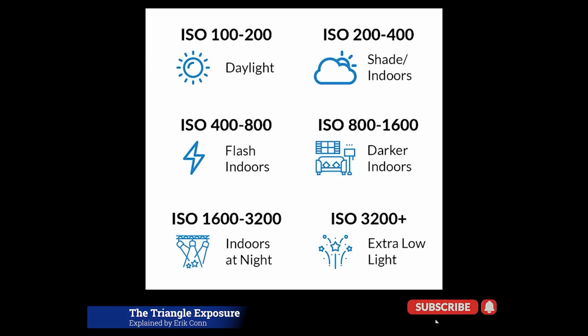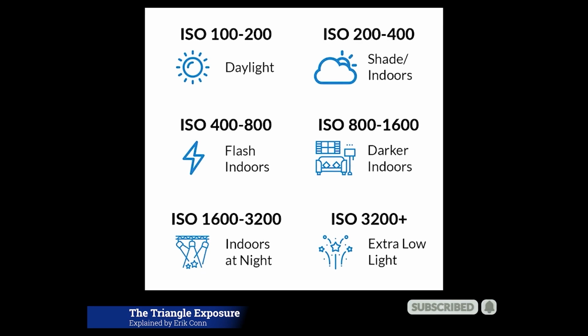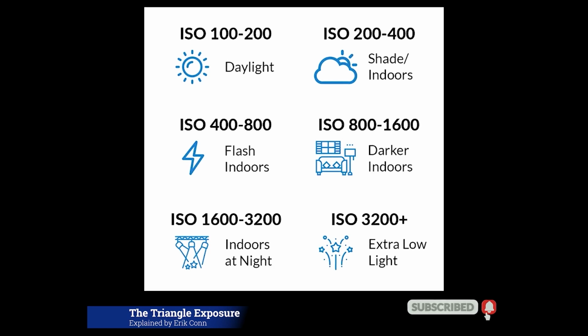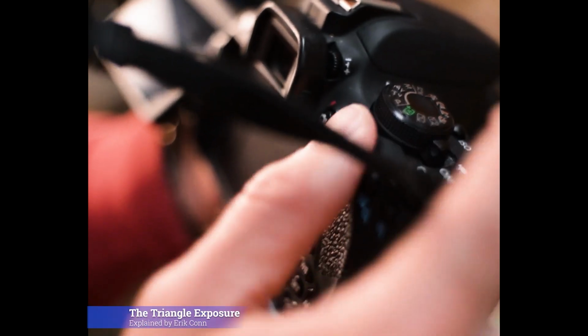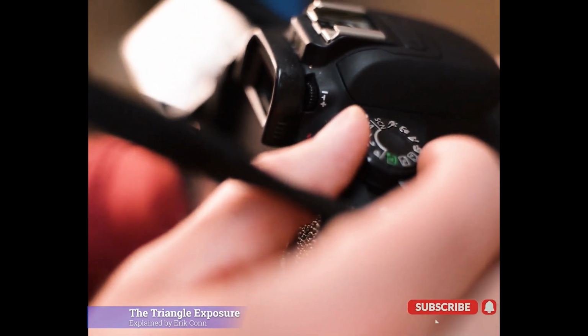I'll give you some scenarios. If you're outside in daylight, you want your ISO at 100 to 200. If you're indoors and using a flash, you could go 400 to 800. Indoors at night, 1600 to 3200. Shade indoors, 200 to 400. Your camera's going to have settings that could give you a little sample of where you should be.